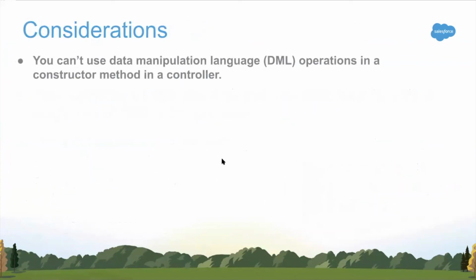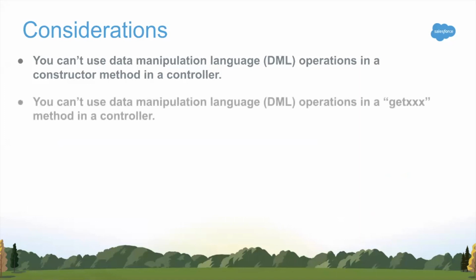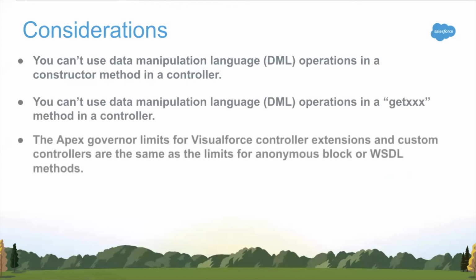Before we conclude, each and every module we discuss will have some considerations. I'm listing a few here. You cannot do DML in the controller itself. You might already know what DML is: you cannot insert or update, or make any DML operations in the controller, and you cannot use any DML operations in the getter or setter methods. And whatever governor limits we have seen in our earlier sessions, the same governor limits apply to the Apex classes you invoke from the Visualforce page.